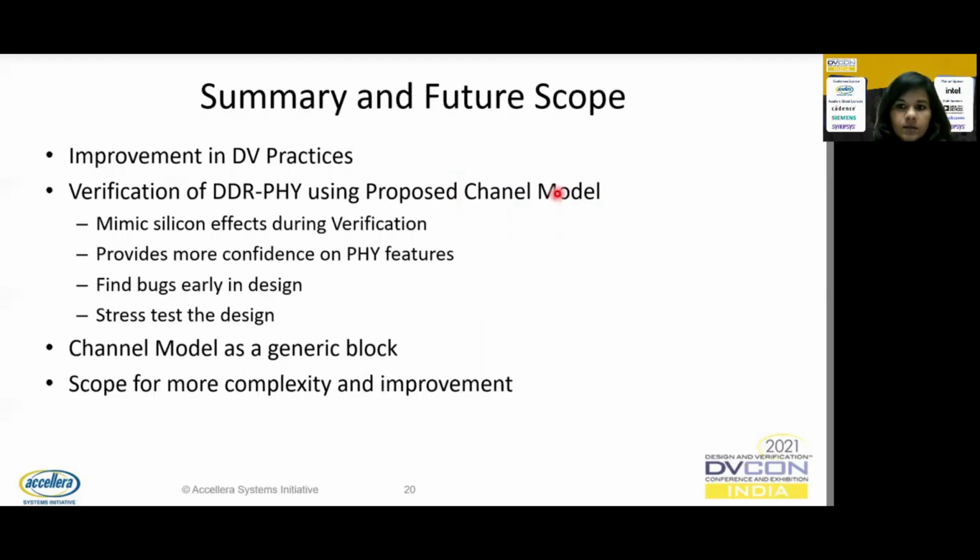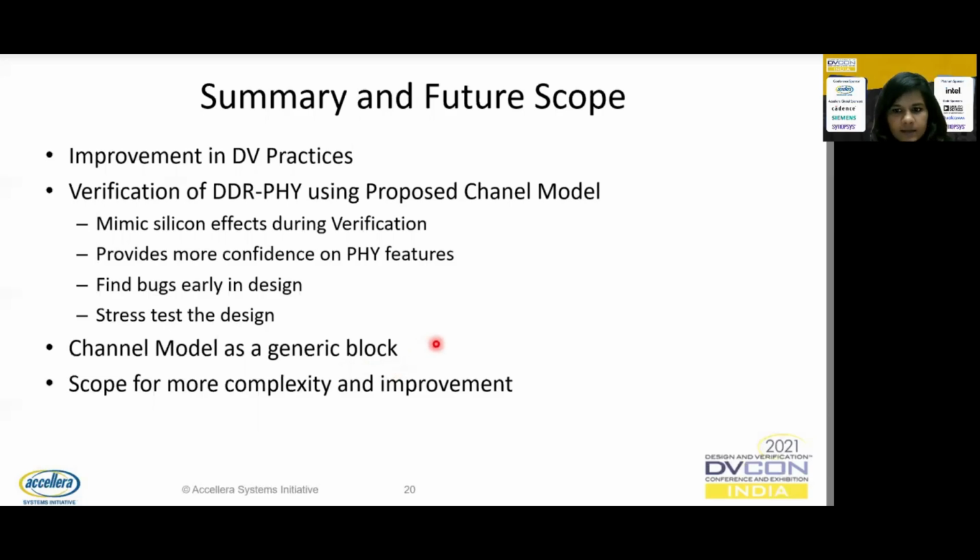The channel model enabled us to find bugs early in the design and to stress test our DUT. So clear was the impact of using the channel model in our DV experience that since then we have used it in the verification of other PHY IPs as well. And why not? Channel model is a generic block as of now. It can be used for verifying other designs which involve the communication between two or more IPs.